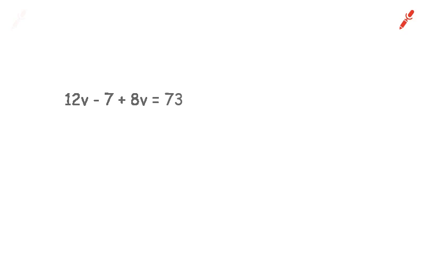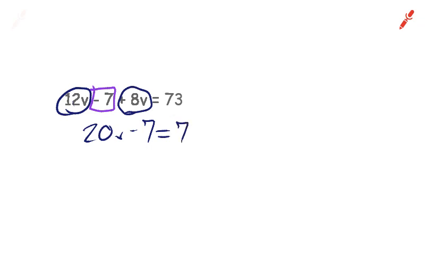This one looks a little different because the v's are split apart, but it's okay. It works the same way. I still start by identifying my like terms, and identifying any terms which do not have a like term. And now I'm going to simplify this. So 12 plus 8 is, hopefully you all just said 20 for me. If not, hopefully you at least knew that it was 20. So I've got 20v minus 7 equals 73.